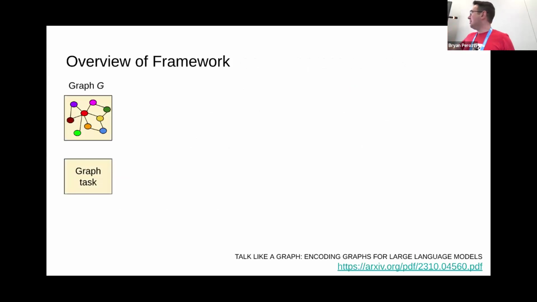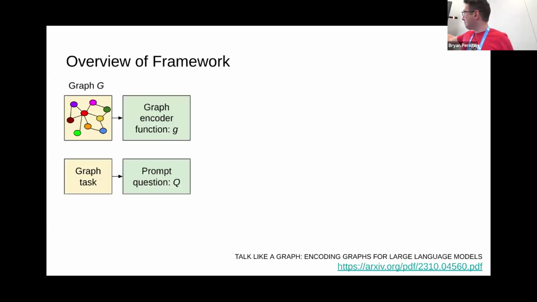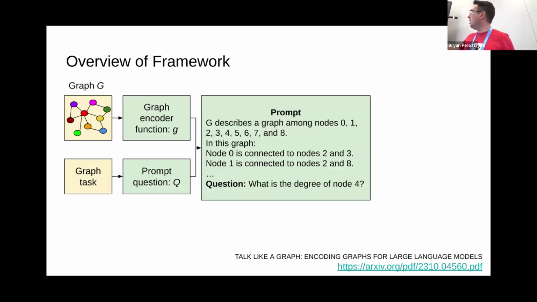So for the framework itself, we're going to vary this graph encoder function and the prompt question, the way we're trying to get information out of the model. And what does that really look like? Well, the prompt is now going to be some verbalization of the graph, and then some verbalization of the connectivity information. And at the bottom, there's going to be some sort of question to see whether the model really understood what we were talking about. It's going to be a graph-centric question, so we'll ask it about the degrees of the node or whether things are connected, stuff like that.